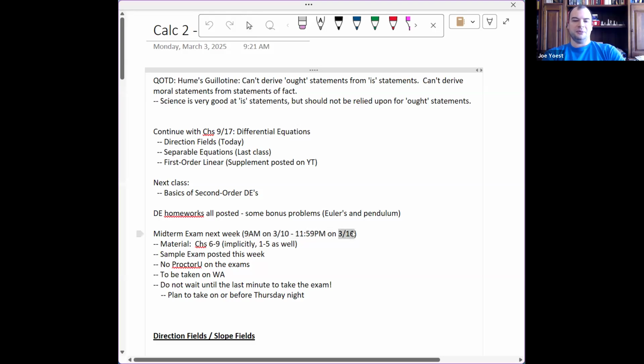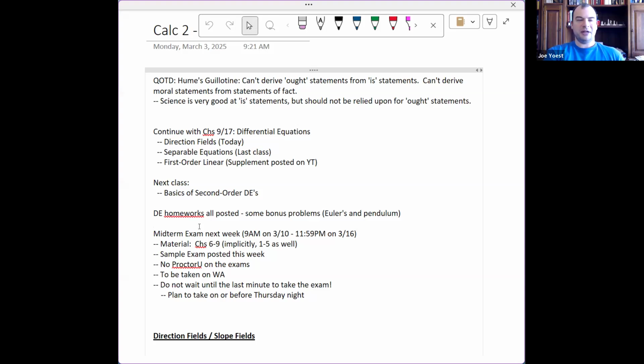on Sunday 3:16. The material will be chapters 6 through 9, what we've covered in 6 through 9, and implicitly, of course, 1 through 5 as well, right? So you might need to do a substitution to complete an integral. Well, that's a chapter 5 topic, but of course we're in Calc 2, we're assuming Calc 1 material at this point.